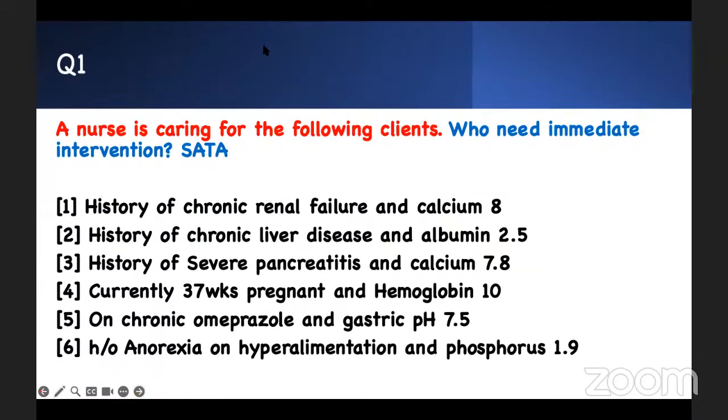So the first question is a prioritization question, and it's a select-all-that-apply. It asks: you're caring for the following clients, who needs immediate intervention? You have to be sharp. And the way to be sharp is to figure out who has a problem that you need to fix in the second. That's what it means. There's an acronym for that. You can check my YouTube channel about what each of them means, but you have one second.